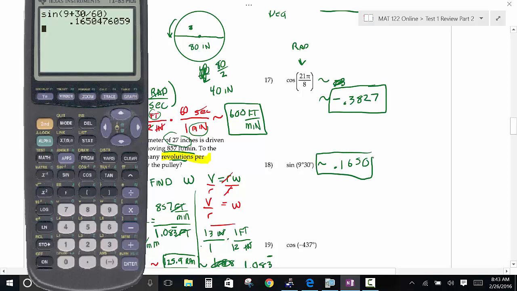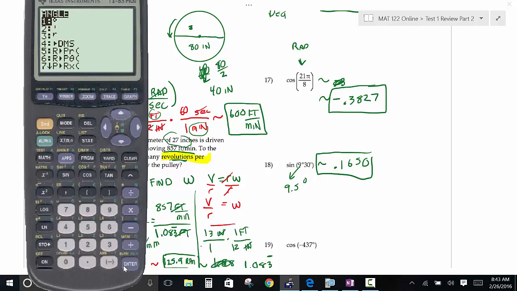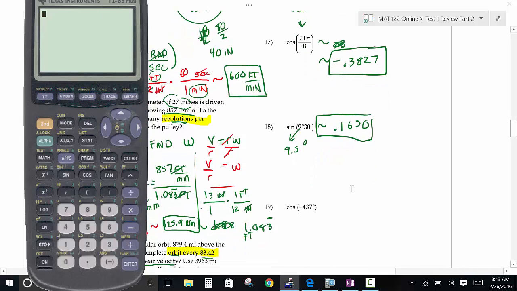Of course, you can also do this like this. I would hope that you just know that's 9.5 degrees. 30 minutes is 0.5. The other way to do that would just be to put in your minutes and seconds. So you could go sine 9, second, angle, degree, 30 minutes, like that. Go down like that, put it in, same answer. Take your pick, whichever way you prefer.